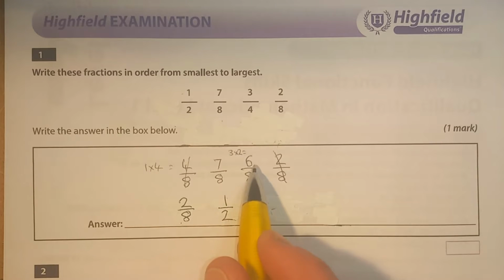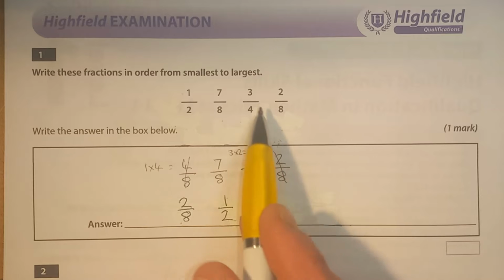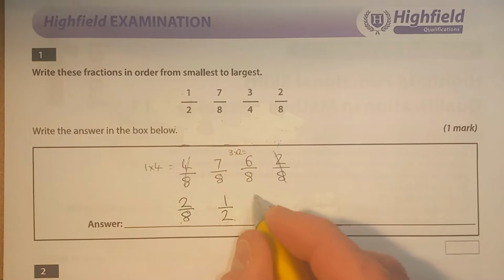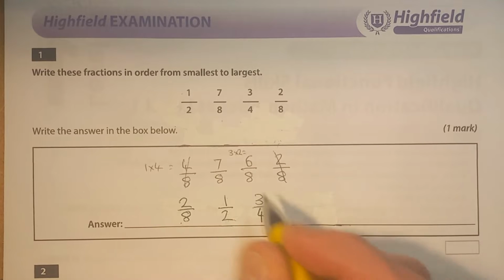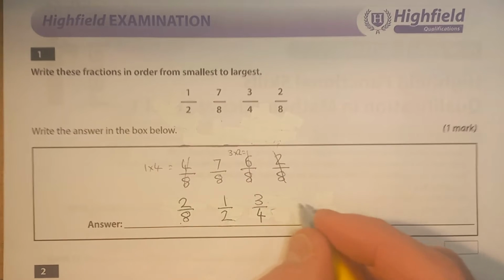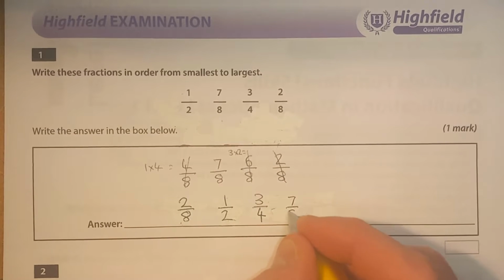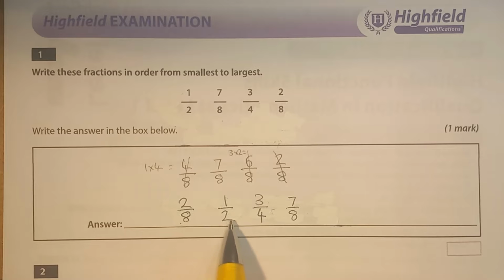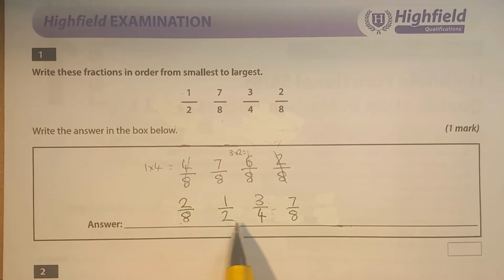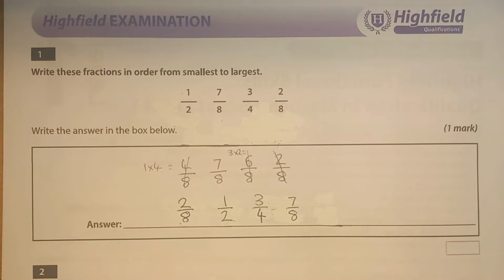Now 6 is smaller than 7, so 6/8 will go next. But again, 6/8 replaced 3/4, because they're equivalent, so we can put the original back, and that just leaves us with 7/8. They might look a little bit odd here, but we know that a half is equivalent to 4/8 and 3/4 is equivalent to 6/8, so it all makes sense.